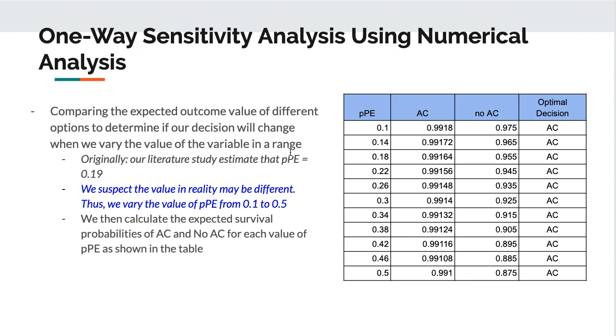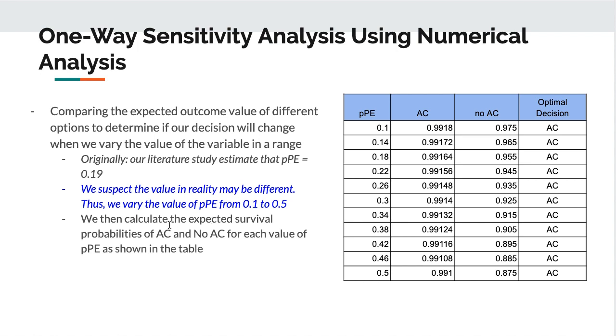As we know, the original value is 0.19. Now we're going to ask the question: what if the value of the PPE is not equal to 0.19, maybe smaller or maybe larger? So the values we're going to consider for the PPE are 0.1 to 0.5. It implies that about 10% of the population have the PE, and about 50% have the PE. So it's a pretty wide range compared with the actual prevalence of any disease we have, right?